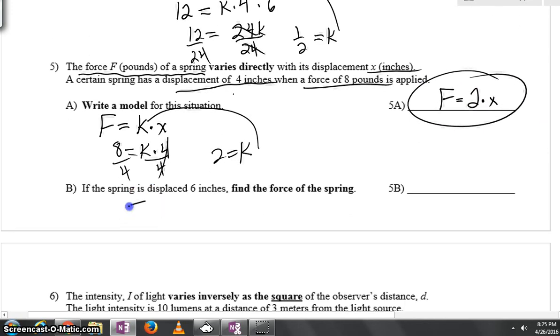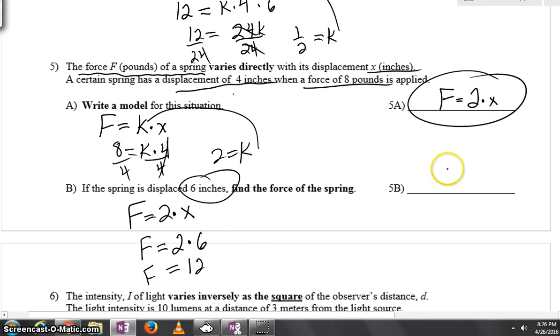For part B, you're going to use F is equal to 2 times X. You're going to have to use part A's equation. And they'll say if the spring is displaced 6 inches, find the force. The displacement is X in this problem. So we'll have 2 times 6. 2 times 6 is 12. The answer will be 12 pounds. And that is our first page.